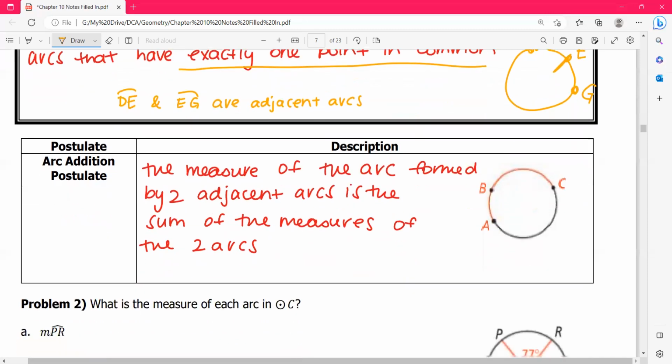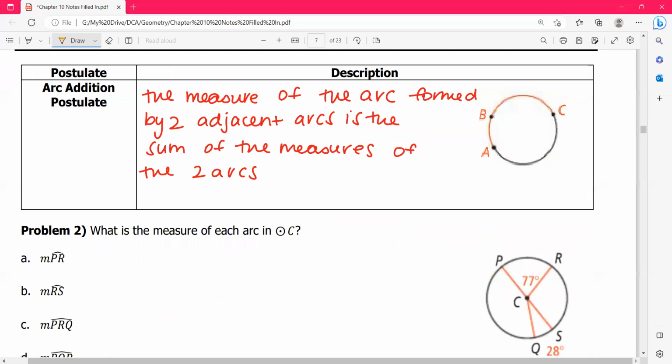So what's cool about adjacent arcs is that we are going to use them to find the sum of bigger arcs. That's what this arc addition postulate says. The measure of the arc formed by two adjacent arcs is the sum of the measures of those two arcs. So I can say arc BA plus arc BC equals this entire arc ABC. That's the arc addition postulate. We have to piece all of these arcs together.